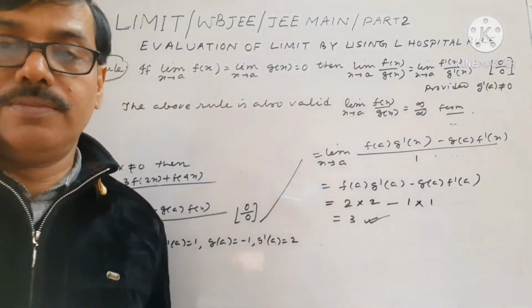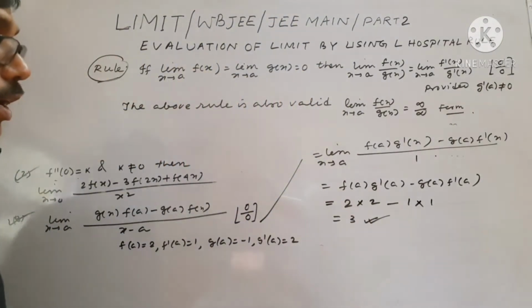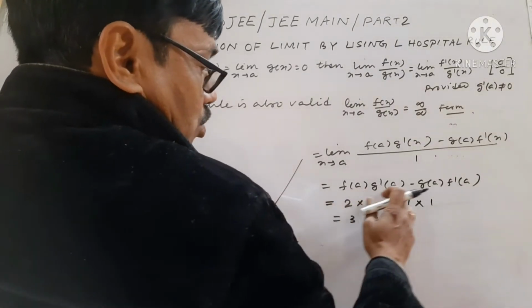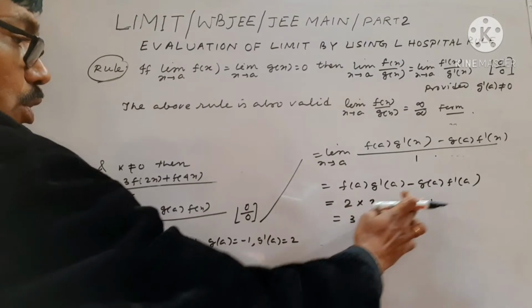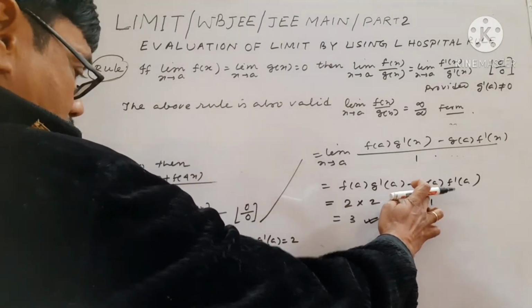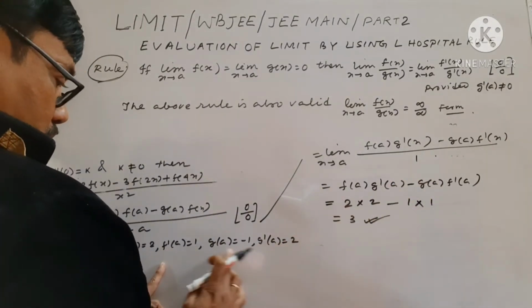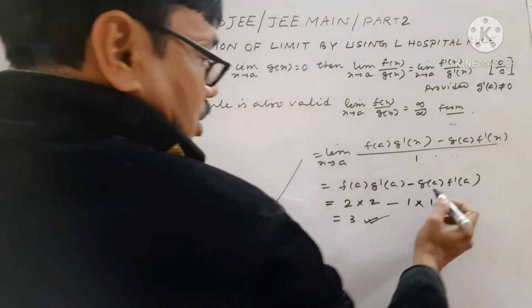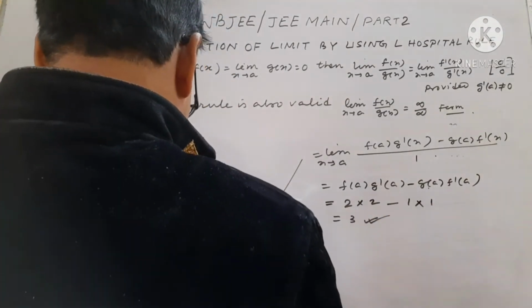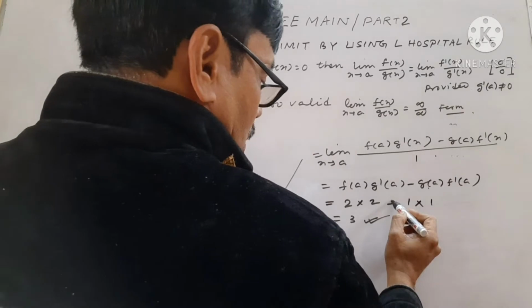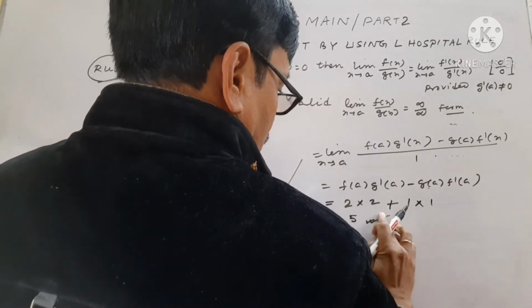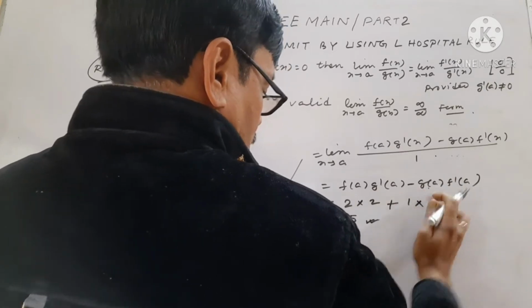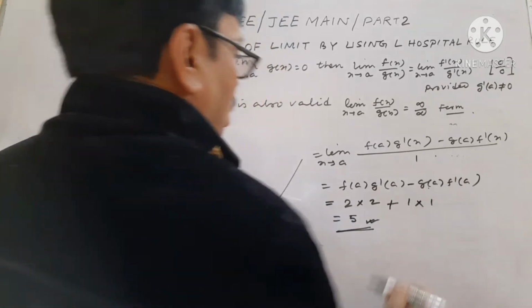So look at it again. f(a) g'(a) minus g(a) f'(a). So g(a) is minus 1, and f'(a) is 1. So this will be plus. So the answer is 5. Sorry, g(a) is minus 1, so the answer will be 5.